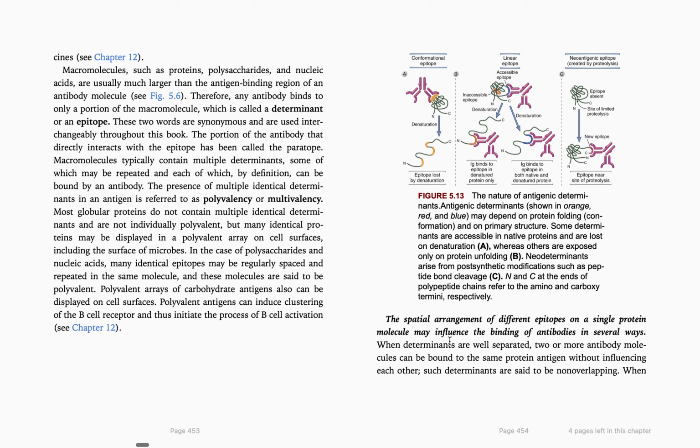The spatial arrangement of different epitopes on a single protein molecule may influence the binding of antibody in several ways. So these are the conformational epitopes and linear epitopes, so different appearances. When determinants are well separated, two or more antibody molecules can be bound to the same protein antigen without influencing each other. Such determinants are said to be non-overlapping.